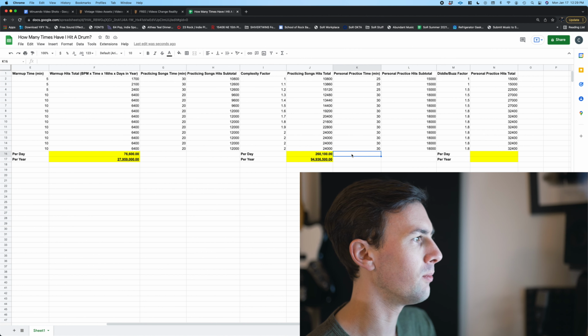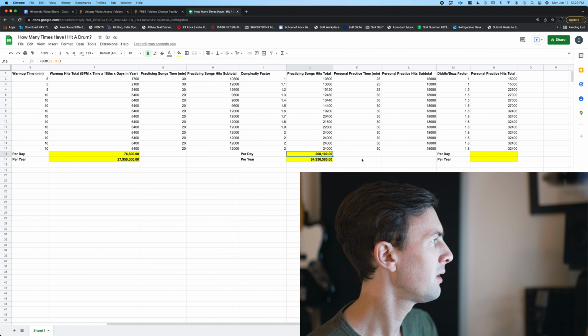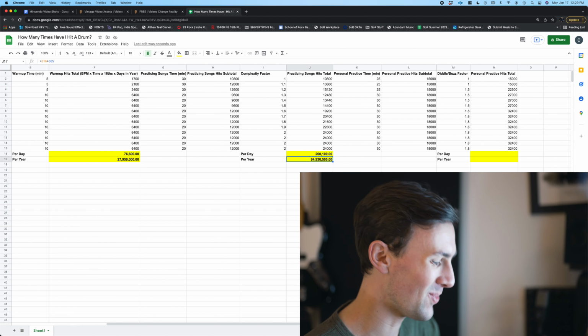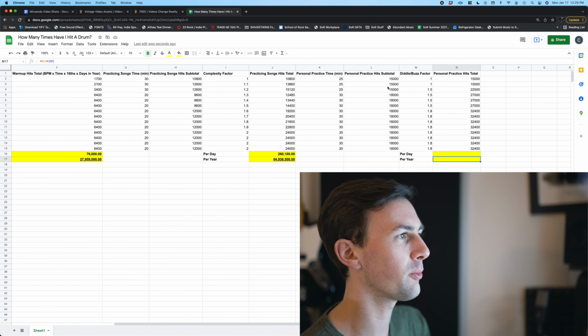I'll just admit here that the calculation I had made earlier, I was grossly undershooting, I believe, and this is a lot more than what I calculated before. I was kind of concerned before. Anyways, okay, moving right along to the personal practice thing.